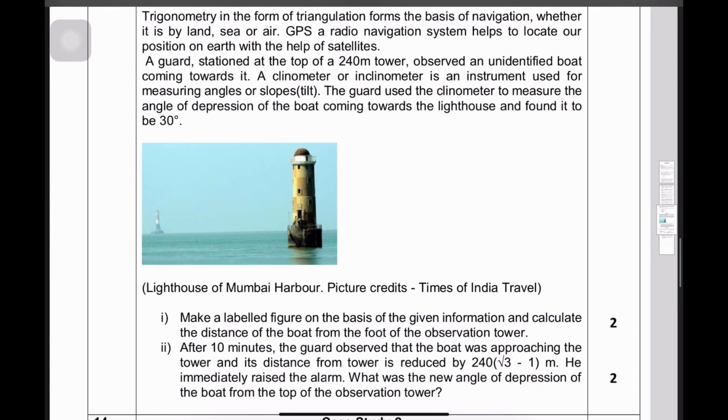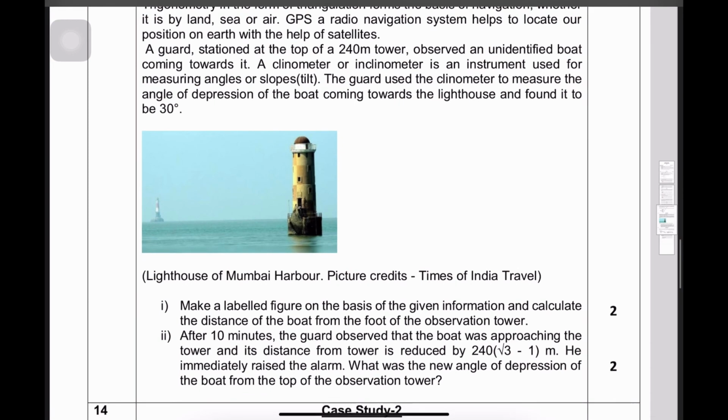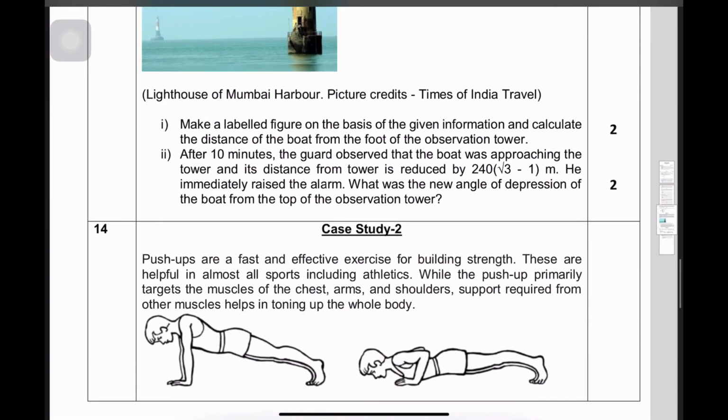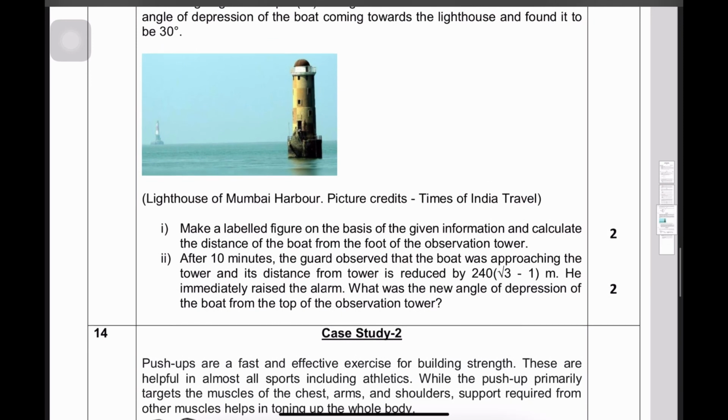A clinometer or inclinometer is an instrument used for measuring angles or slopes, that is tilts. So the guard used the clinometer to measure the angle of depression of the boat coming towards the lighthouse and found it to be 30 degrees. So you have to find out two things over here. For this, marks are also given.